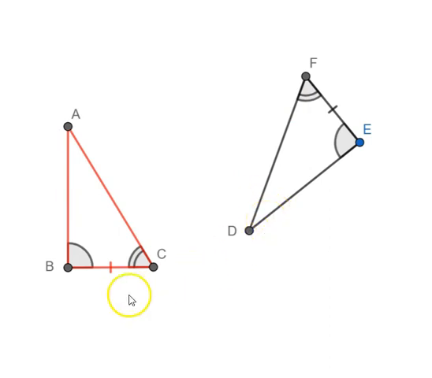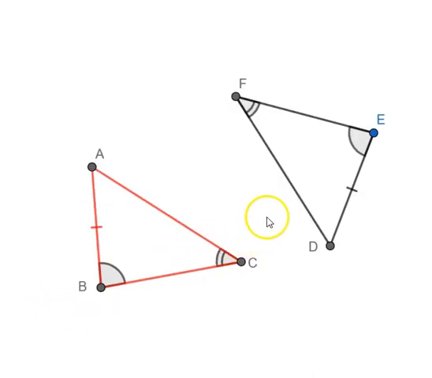Now let's look at the other case. Here, again, two corresponding angles are equal to each other. And a side which is not between these two angles is also equal. So now again we have to prove that these two triangles are congruent. Again we use proof by contradiction. So let us say BC is not equal to EF.